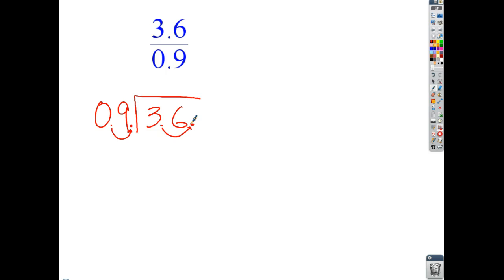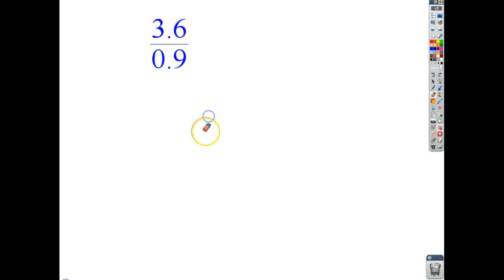Now, let me explain sort of why. When you're dividing here, what you're doing is you're separating it into groups, right? We're assuming that we're talking about the same thing, right? This is 3.6 ones and this is 0.9 ones. Well, you can talk about this and the answer will be the same as if I say, you know what, I don't want to say this is ones, I want to make this tenths, okay?